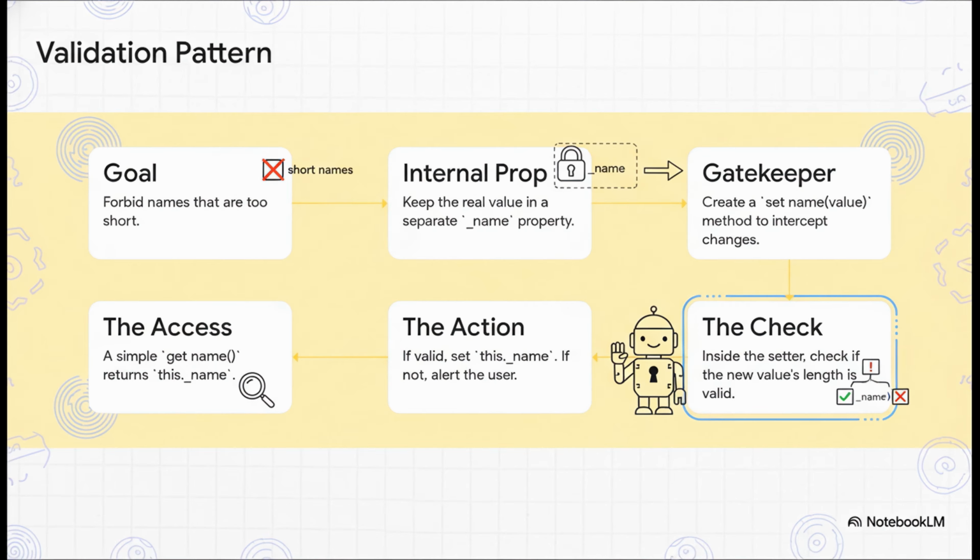When a new name comes in, the setter checks its length. If it's good to go, the value is stored in underscore name. If not, it's rejected. The public getter then just serves up the value from underscore name. Simple, right? We get total control.